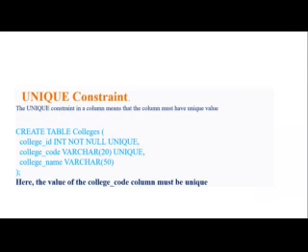Then we go for the unique constraint. It means that the column must have unique values. For example, create table colleges with college ID int not null unique, college code, and college name varchar. Here the value of the college code column must be unique. As you know, every college has a different college code.